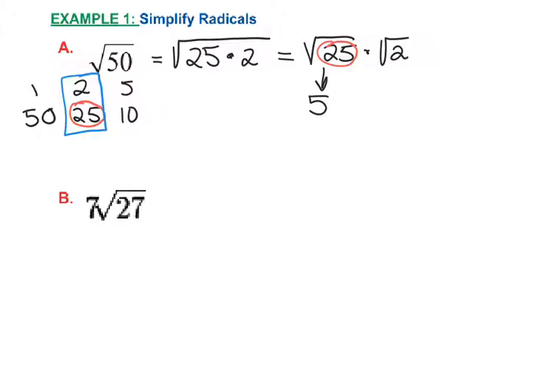The square root of 25 is 5 times, I can't take the square root of 2 because it's not a perfect square. I'm going to get a decimal. We only want whole numbers when we take the square roots. So we leave it as the square root of 2. So 5 times the square root of 2 is the most simplified form of the square root of 50.